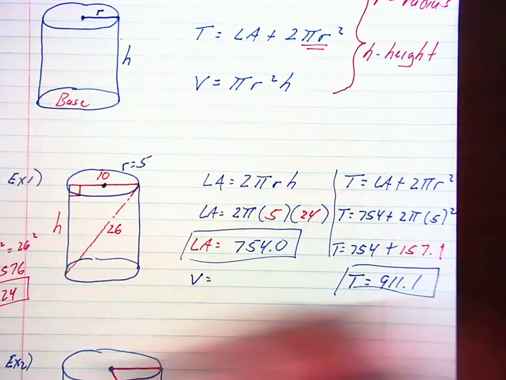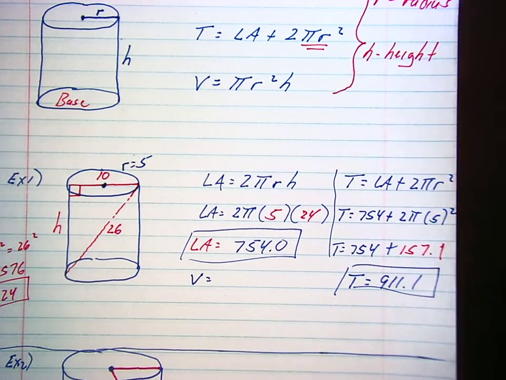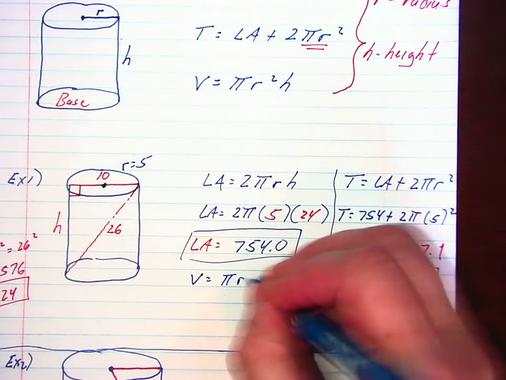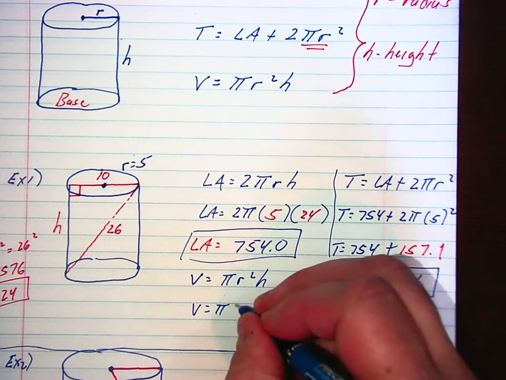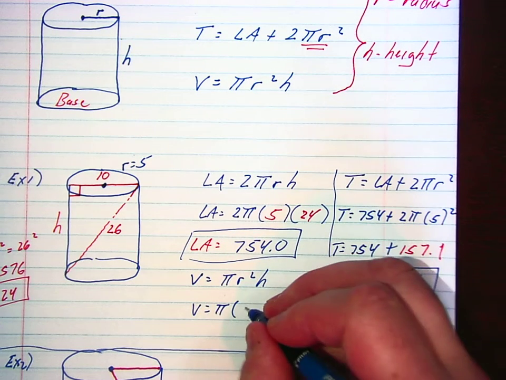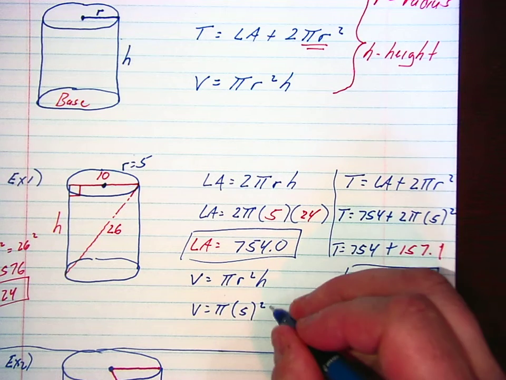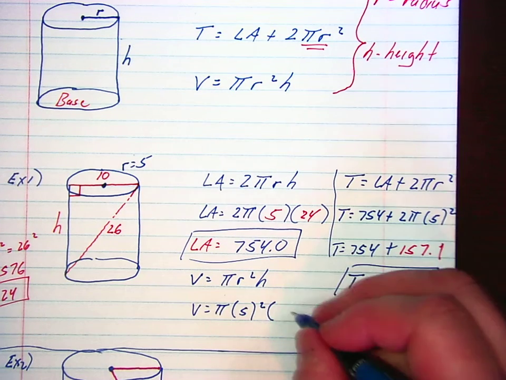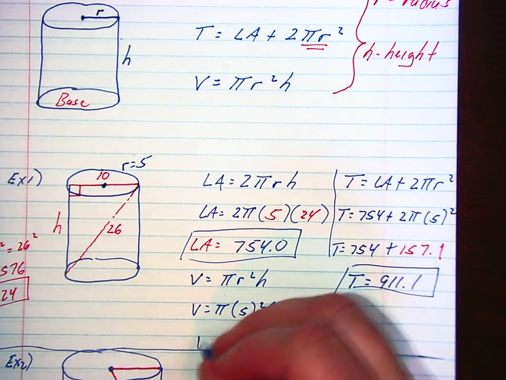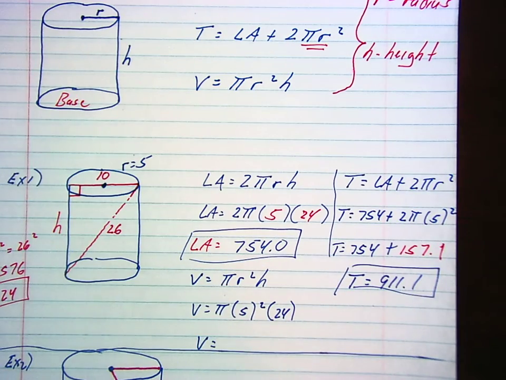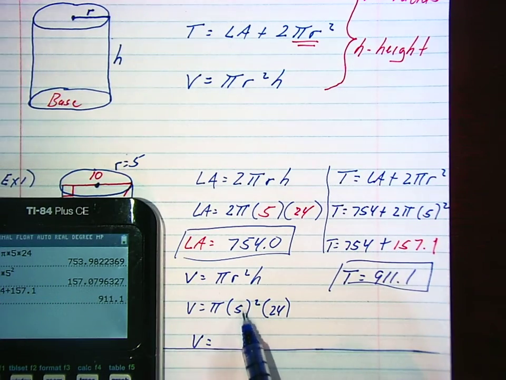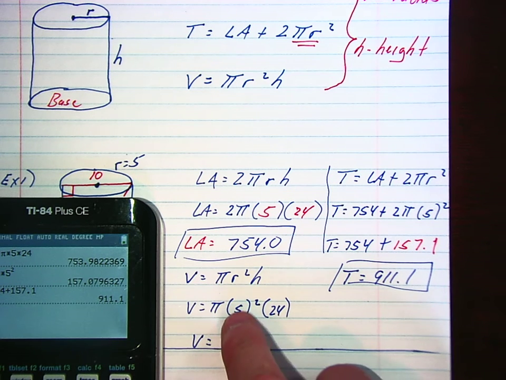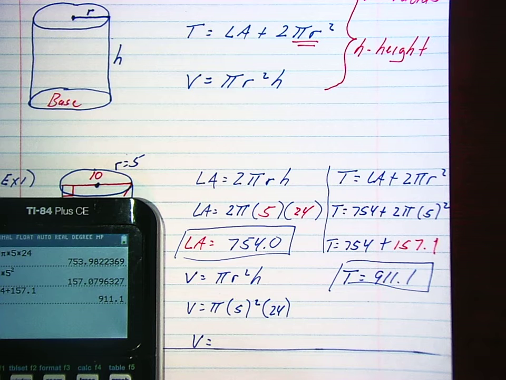So volume is pi r squared h. So you got pi times the radius, which is 5, squared, times your height, which we found to be 24. And you're going to put all that in your calculator at one time. Don't break it into parts. Just put pi times 5 squared times 24. You don't even need to figure out 5 squared is 25. You can just put it in as it is.